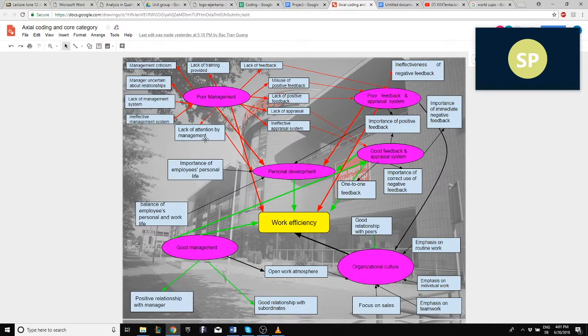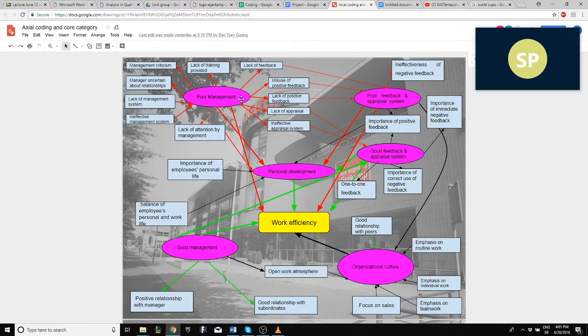In our case, the axial codes that we have come up with are personal development, poor management, good management, poor feedback and appraisal system, good feedback and appraisal system, and organizational culture. By doing so, we were able to reduce the vast amount of open codes into 6 distinct categories. Each of these categories contains relevant open codes. For example, the overarching category of poor management contains the related open codes, such as lack of training provided and ineffective appraisal system. We also found that there is a relationship between many of the overarching categories.